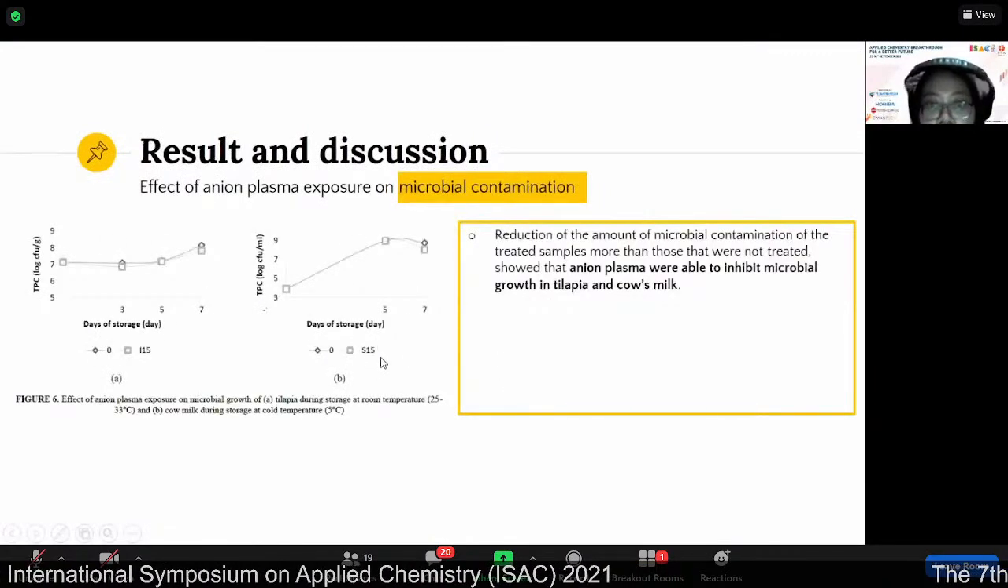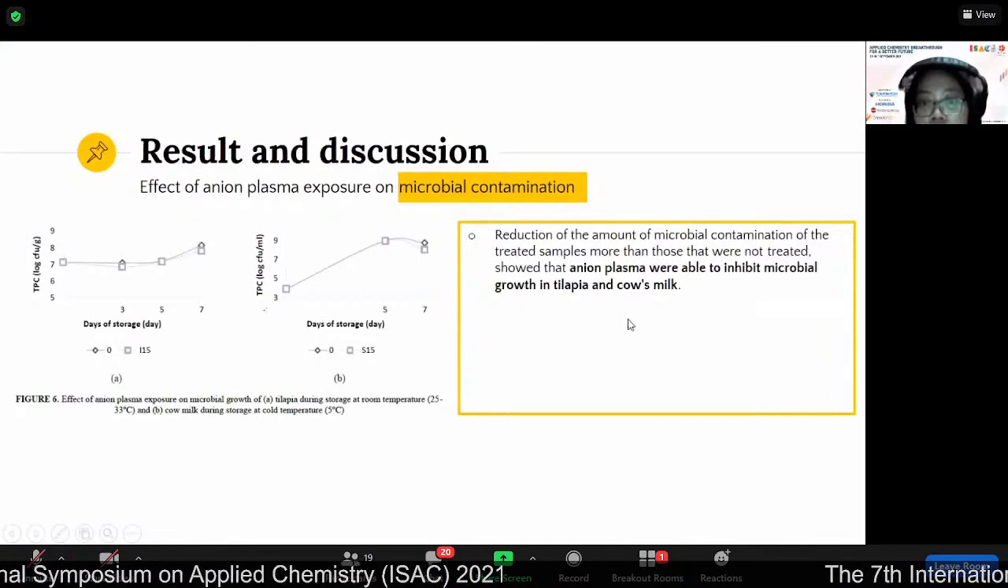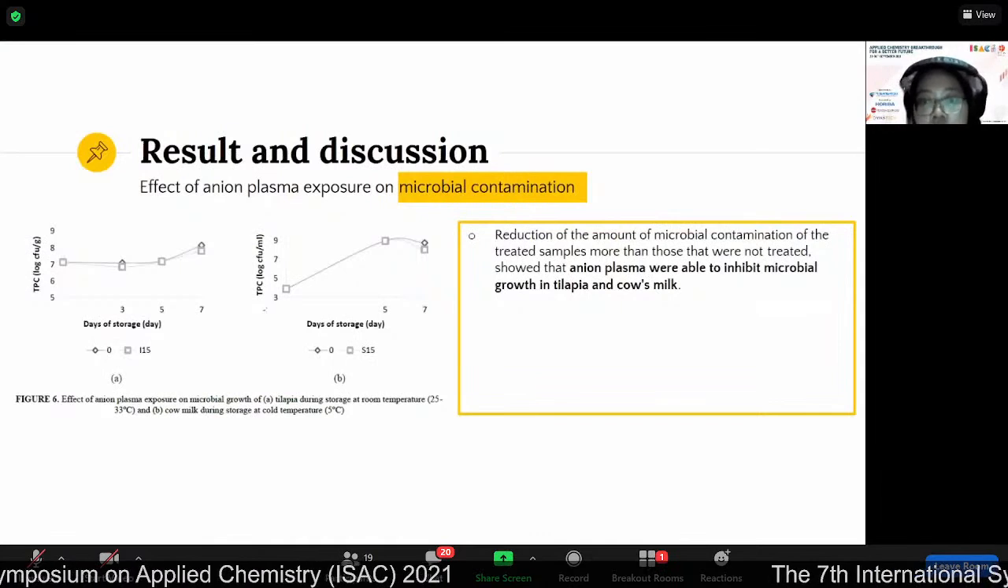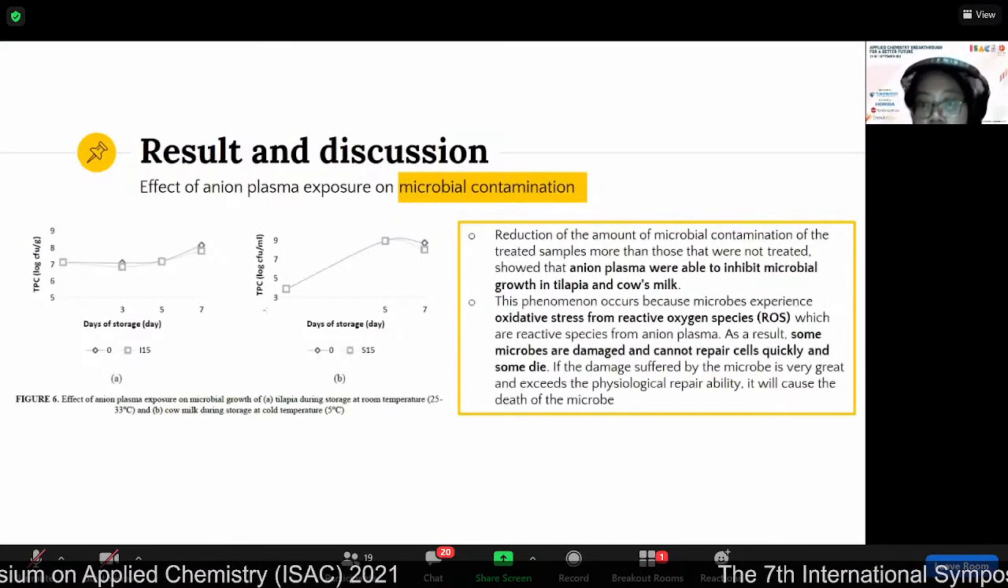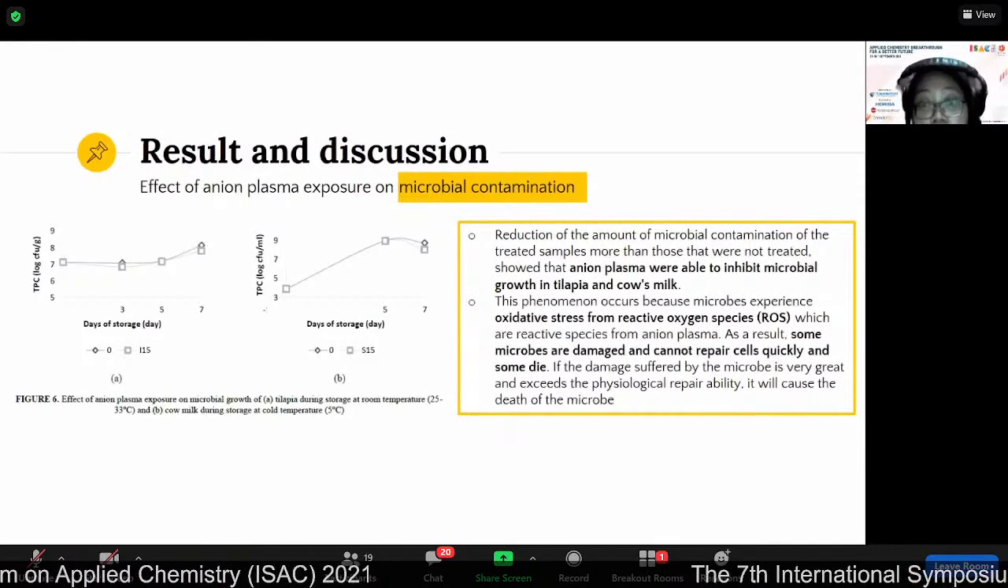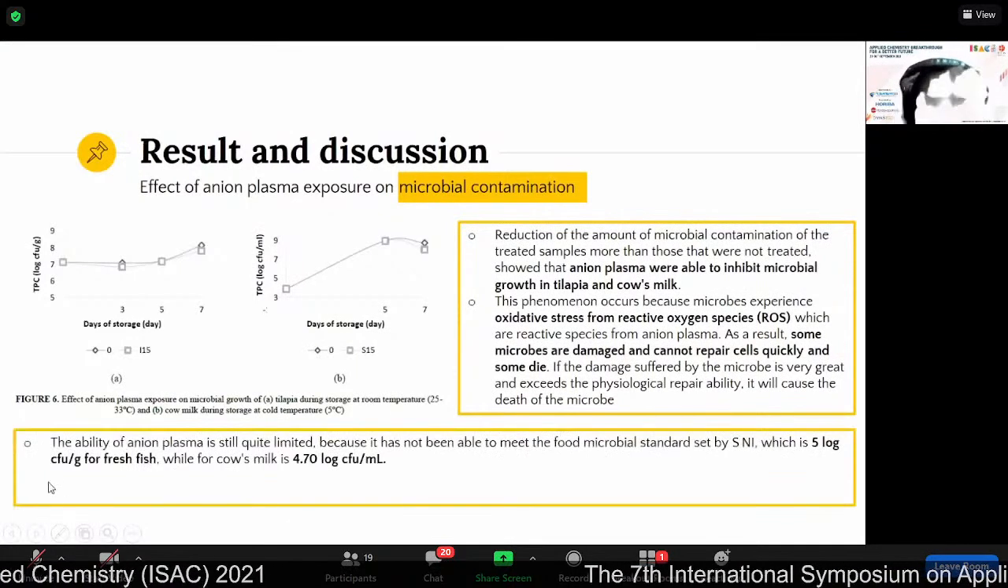Based on the picture, we can see that the detected amount of microbial contamination of the treated samples was less than that of those that were not treated, so NM plasma was able to inhibit microbial growth in the tilapia and cow's milk. This phenomenon occurs because microbes experience oxidative stress from ROS. Some are damaged and some die.